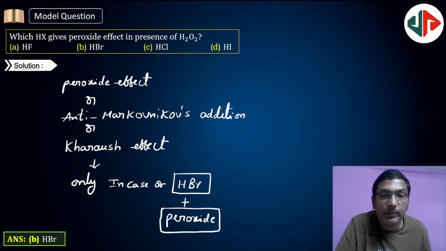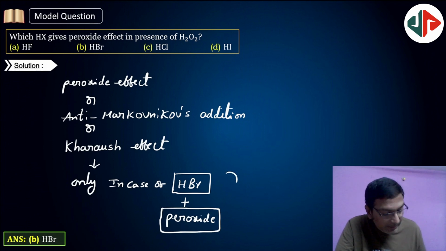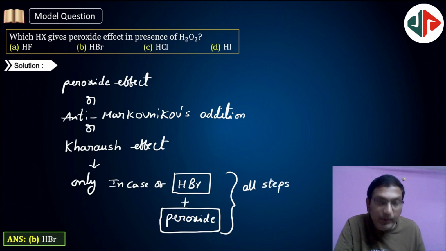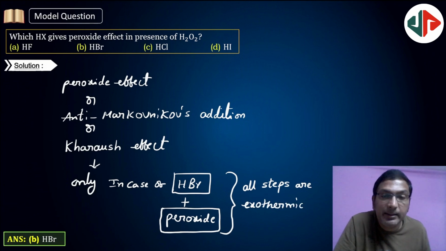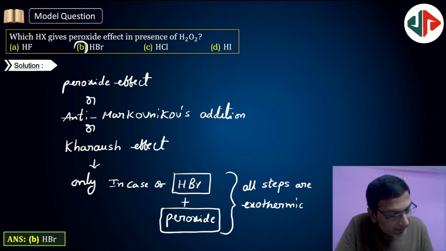So we'll discuss this topic in organic chemistry. So very important. Because all possible reactions are here, in reaction mechanism all steps are exothermic. Therefore, anti-Markovnikov addition or peroxide effect or Kharash effect is possible only with HBr with peroxide. So option B.